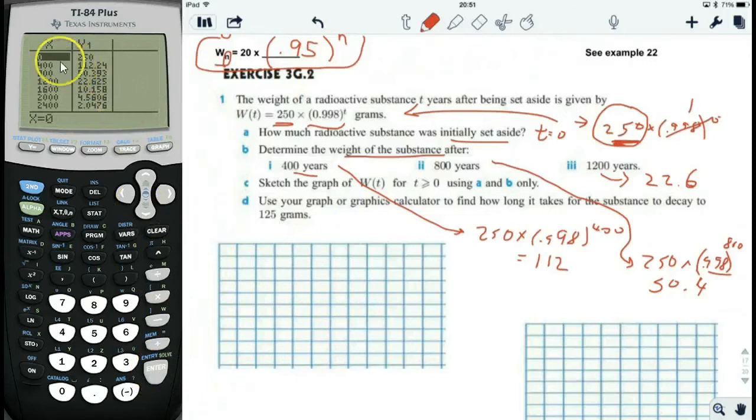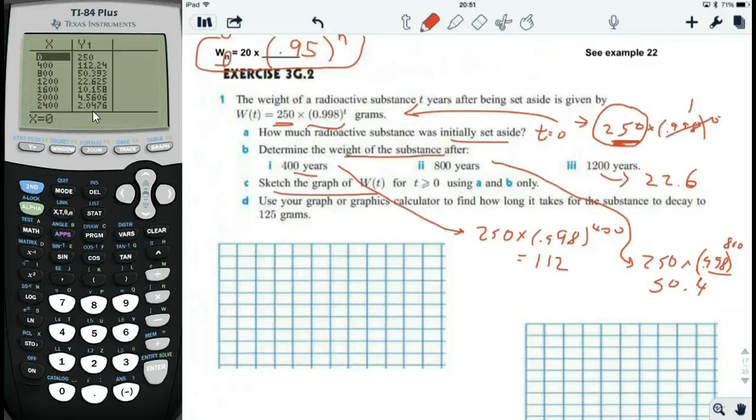So now you can see instantaneously I got all the values I wanted. X equals 400, the value for y is 112. X equals 800, the value is 50.4. And for 1200, the value is 22.6. So you can see the calculator can calculate all these values all in one shot. You don't have to keep typing in the same equation again.